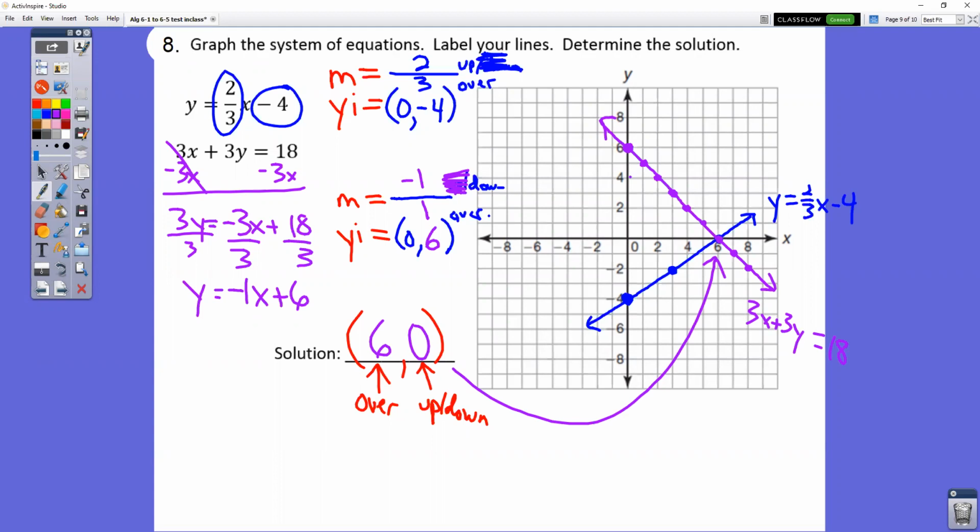Remember that you could always type it into your graphing calculator. Once you rearrange it for y equals, you could type it in and graph your two lines and see where they cross. Make sure that your graph looks the same as the graphing calculator.